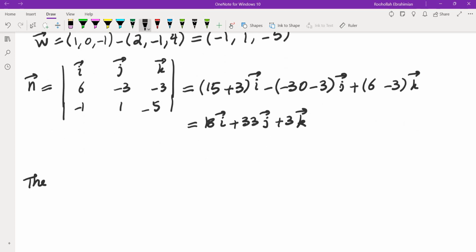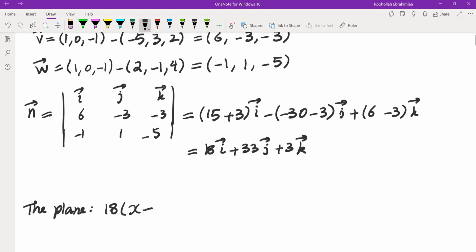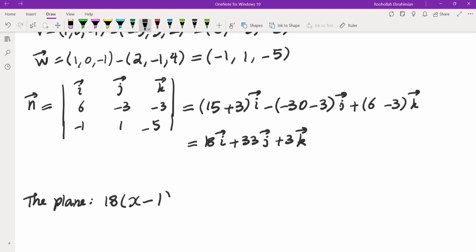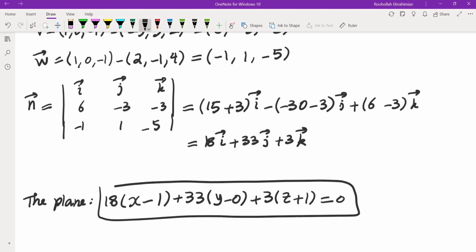So the plane is going to be, we can take one of the points, (1, 0, -1), 18 times (x minus 1) plus 33 times (y minus 0) plus 3 times (z plus 1) equals 0. So that would be our answer.